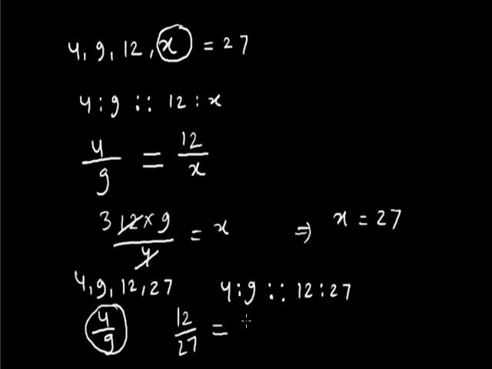Cancelling that factor and reducing the fraction to its simplest form, we can conclude that 12 ratio 27 equals 4 ratio 9, or 12 divided by 27 equals 4 divided by 9. That's why our result is correct. X equals 27. Let us take one more example.